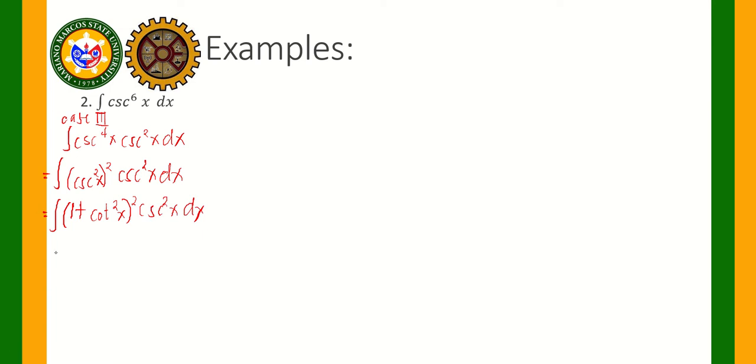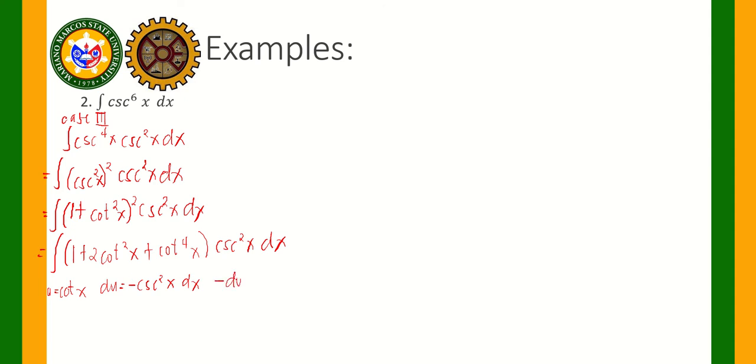Now, if we try to expand this one, this is equal to 1 plus 2 cotangent squared x plus cotangent raised to 4x times cosecant squared x dx. And let u be equal to cotangent x. Then du is equal to, what is the derivative of cotangent x? That is negative cosecant squared x dx. Therefore, to omit the negative here, negative du is equal to cosecant squared x dx.